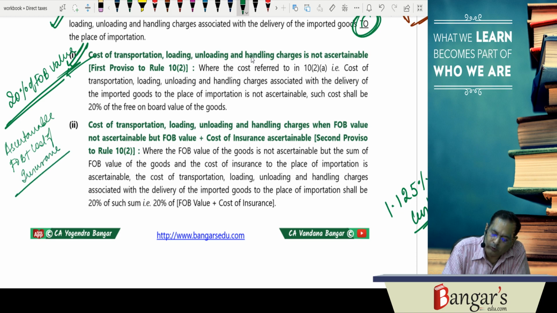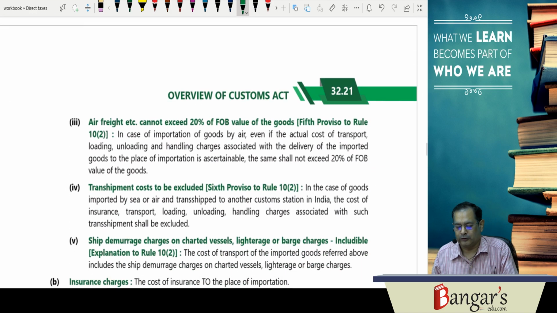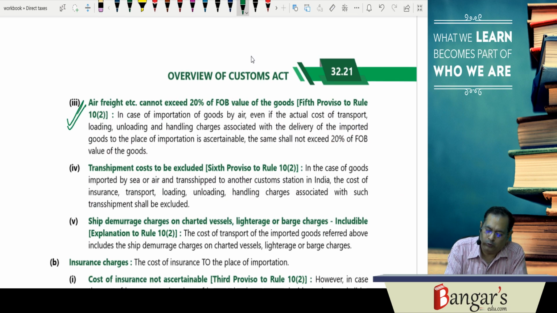Then in that particular circumstance, this value you know, but you do not individually know the cost of the FOB value individually, then cost of transport, say loading, unloading and handling charges will be 20% of the FOB plus cost of insurance. Then I already told you that air freight cannot exceed what? 20% of the customs FOB value.